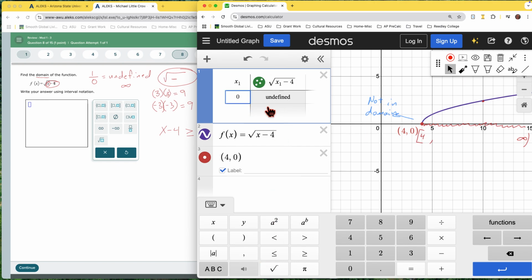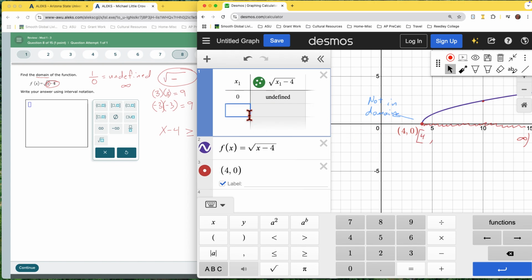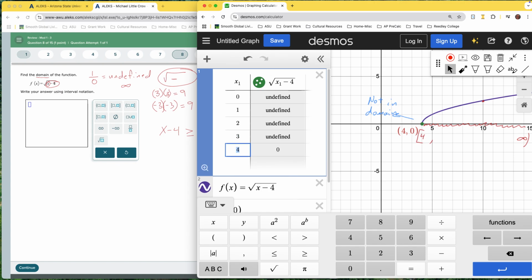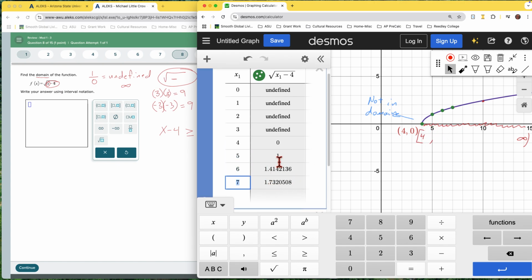Now you don't see much of anything, but you can start putting in values. Let's put in 0. That's undefined, because if x is 0, there is no y value. How about 1, 2, 3? I'm just hitting enter. As soon as I get to 4, I do get a y value that is a real number, and 5 and 6 and so forth. So this is another way to look at the domain. 4 is included, and all the numbers bigger than 4 are included, but anything smaller than 4 is not included.